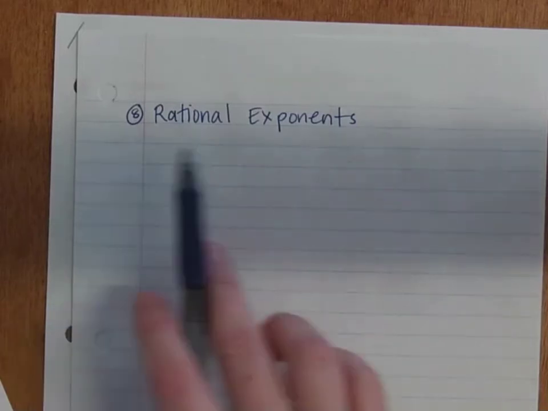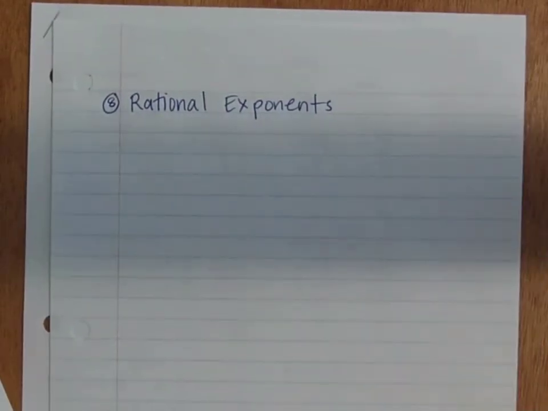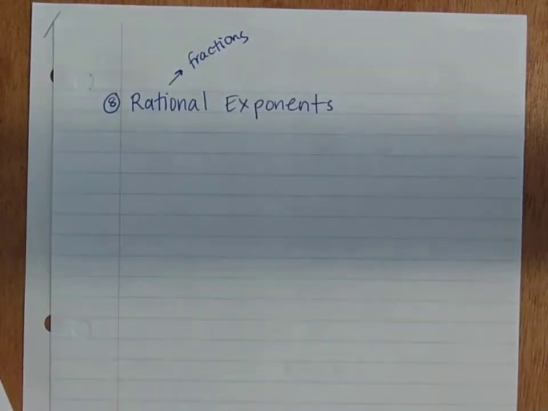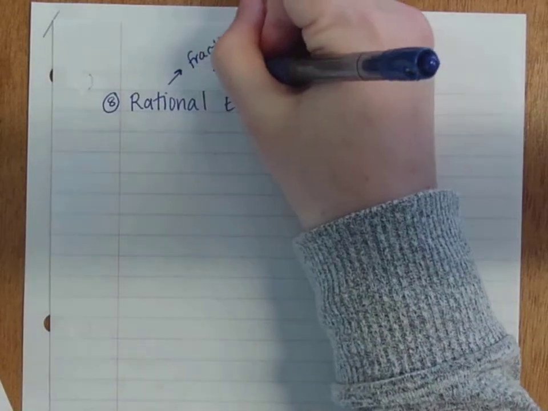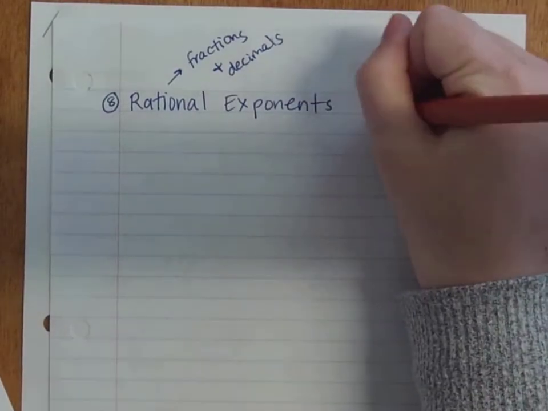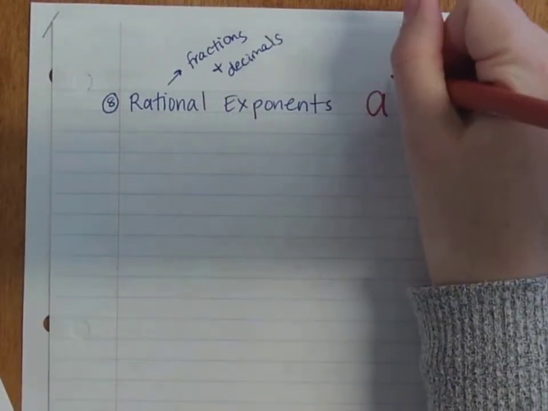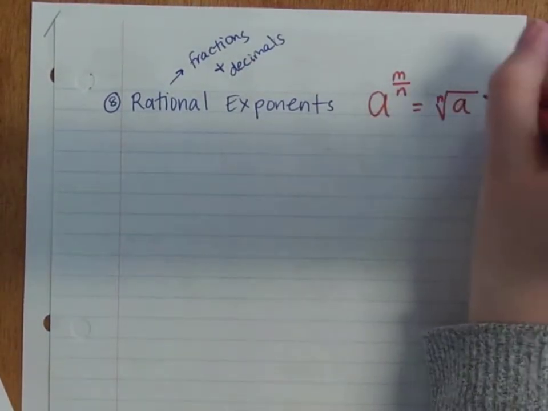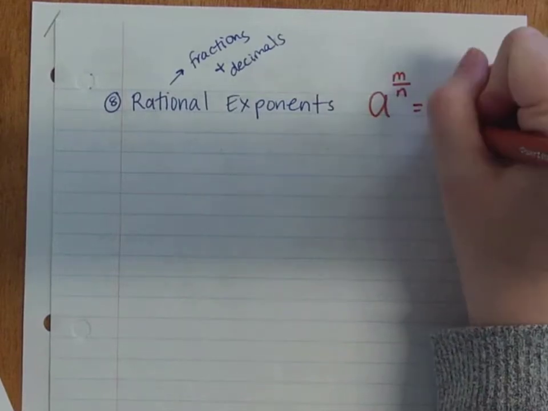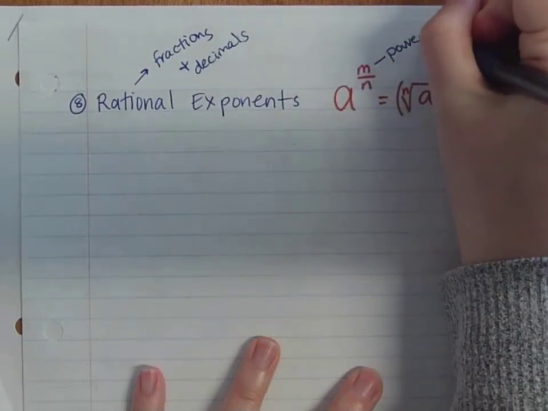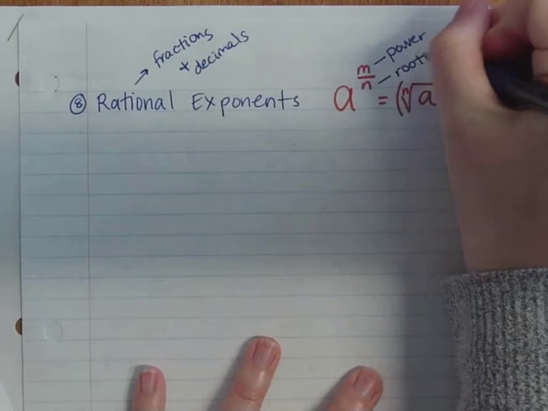Okay, so today we're talking about rational exponents. When I say rational numbers, what kinds of numbers are we talking about? Like fractions. And I'm only going to give you fractions, though in your future you may also see exponents that are decimals. When we're talking about rational exponents, we're saying if the base is to the power m over n, then that is equivalent to the nth root of a to the power of m. So when we look at a rational exponent, the m is our power and the n is the root.